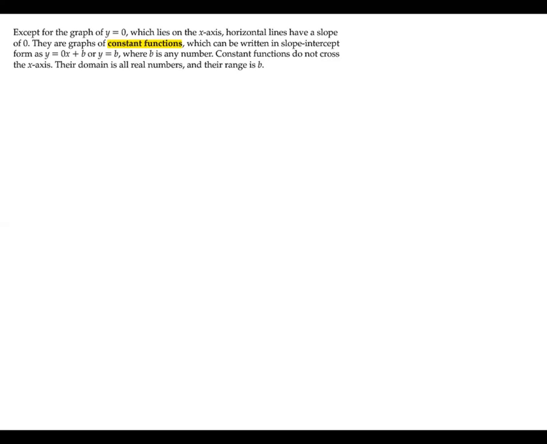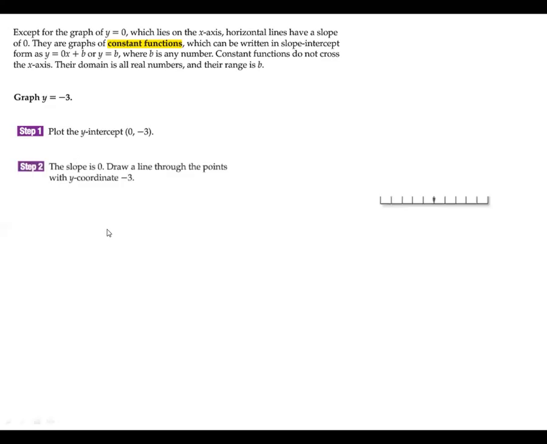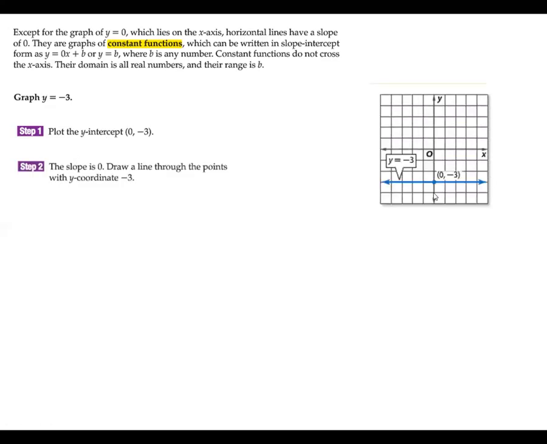So constant functions do not cross the x-axis except when it's y equals 0, then it is the x-axis. Their domain is all real numbers and their range is just that number. Okay, so if I want to graph y equals negative 3, I plot negative 3 and then draw a horizontal line with a y-coordinate of negative 3. That's it, right there. That's a constant function.